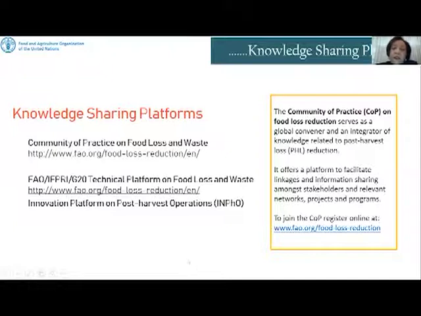And we also share a lot of this material through a dedicated platform for food loss and waste reduction. That's our community of practice on food loss and waste, which is a convener of knowledge related to post-harvest loss reduction. It's now been expanded to talk about food losses, and about food waste as well. And it addresses pulses, different types of staple crops, as well as the perishable horticultural crops.